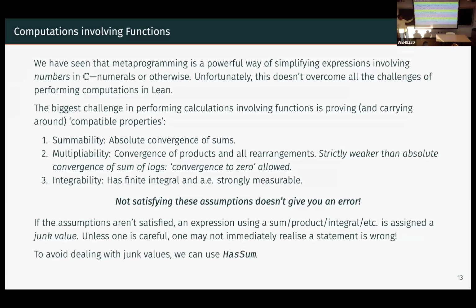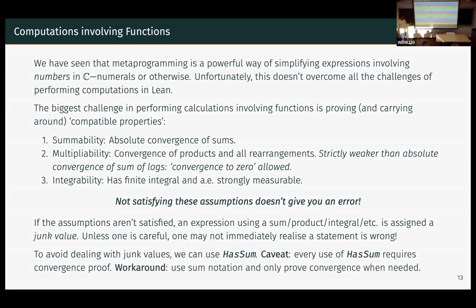So you can instead deal with stronger versions of this. You have something called HasSum, which is a stronger statement. But if you're exclusively working with HasSums, then you always have to carry around these convergence results. And in particular, if you have a slight modification of the thing you're summing, you have to also provide a new proof that that thing converges and so on. So the caveat is that this requires a lot of carrying things around. The workaround is that you can use this and only prove convergence where you know that you need something that's not a junk value.